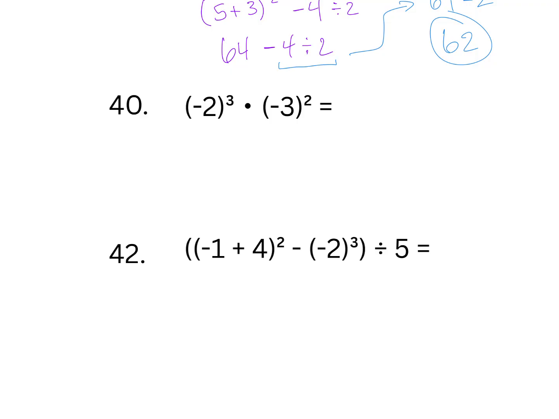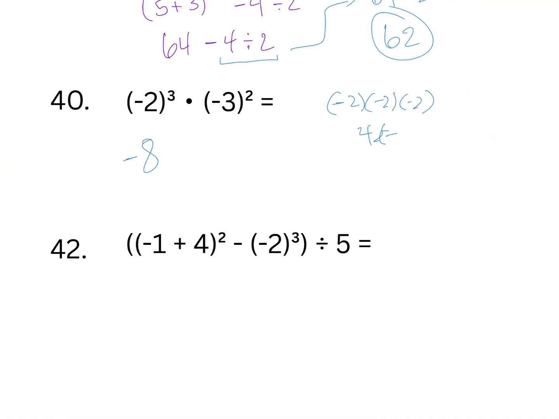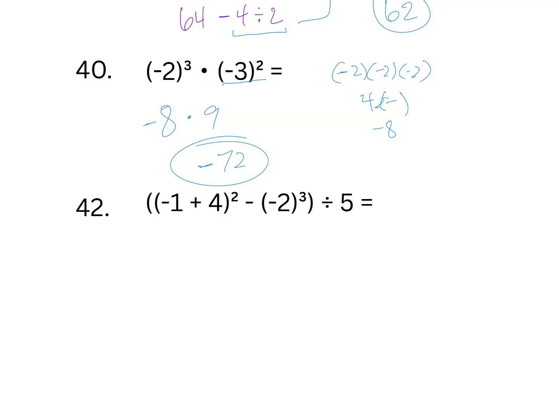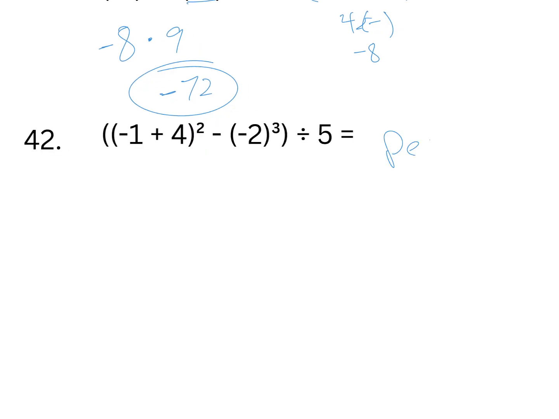Negative 2 cubed, that is negative 8, because it would look like this. That's 4. 4 times negative 2. I don't know why when I get over to this part of the screen, it likes to mess up. 4 times negative 2, that's negative 8. There we go. Anyway, and then negative 3 squared, that's just 9. This is negative 72.